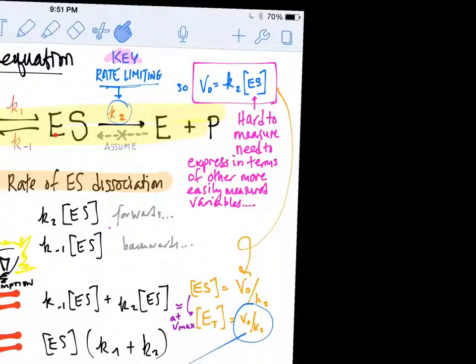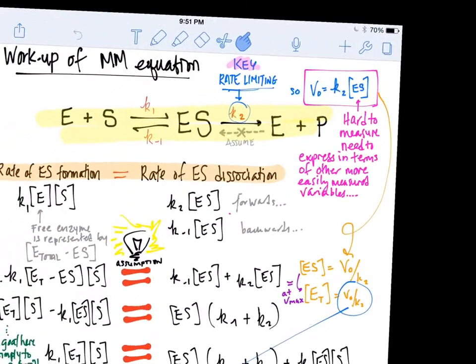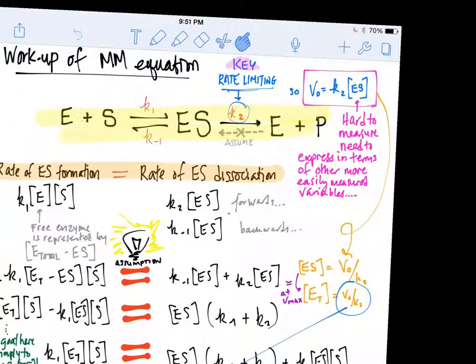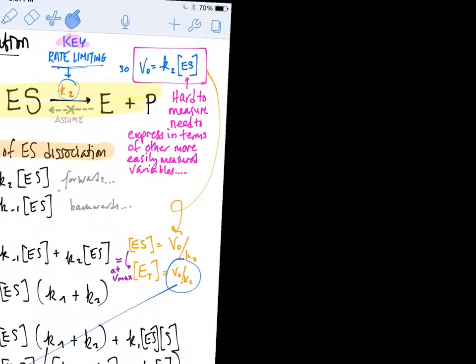So the ES dissociates into E plus P, and that's going to be rate limiting, all right? In other words, for this whole reaction, the whole yellow reaction, the slowest part we're going to assume is the breakdown of the ES into the product and the enzyme, okay? So if that's rate limiting, then the whole thing depends on this slow guy. So essentially I could say the whole rate of this big equation is represented by V naught equals K2 times ES, right? K2 is the slow person in the line, so the whole thing is going to be K2 slow. So notice how it's written in terms of ES right now.